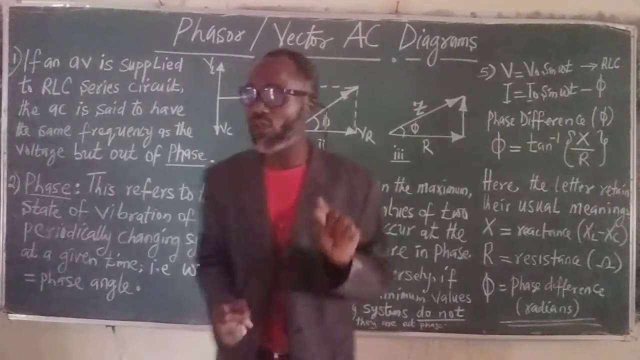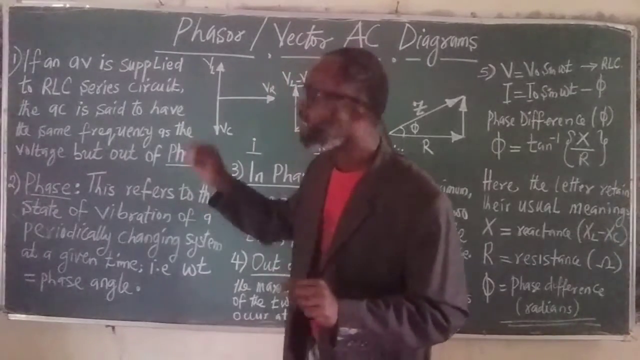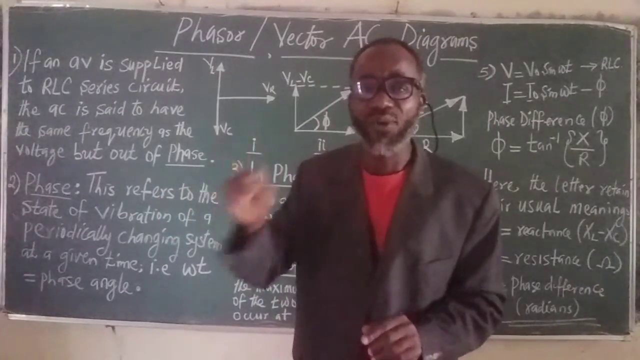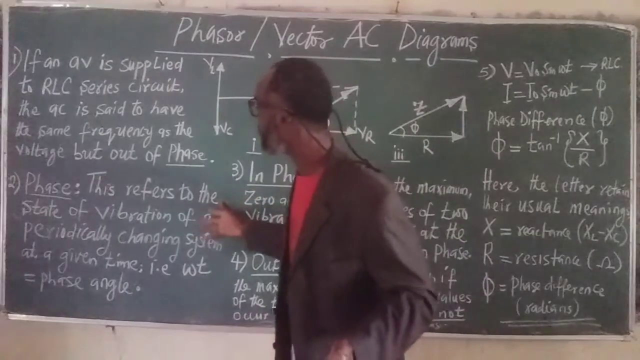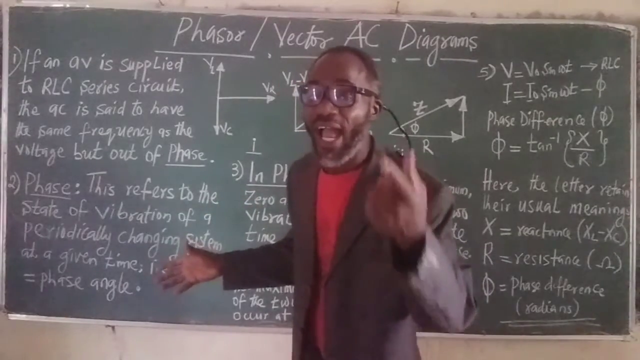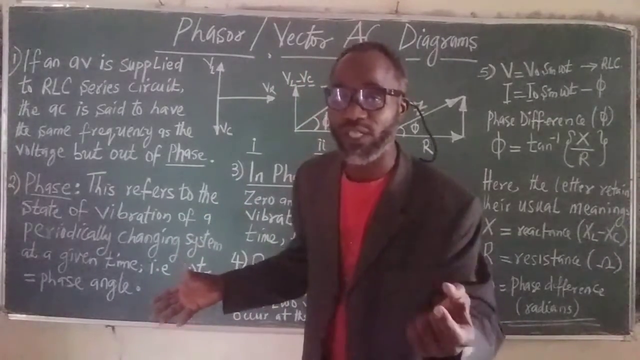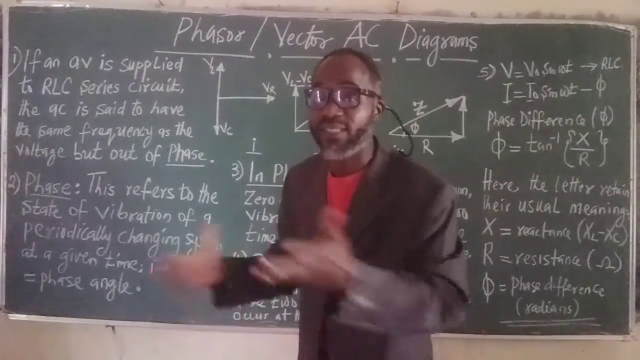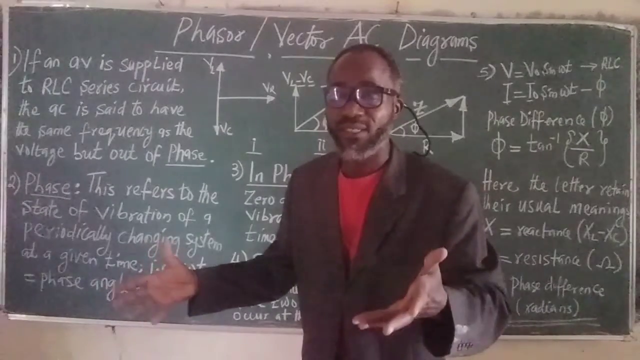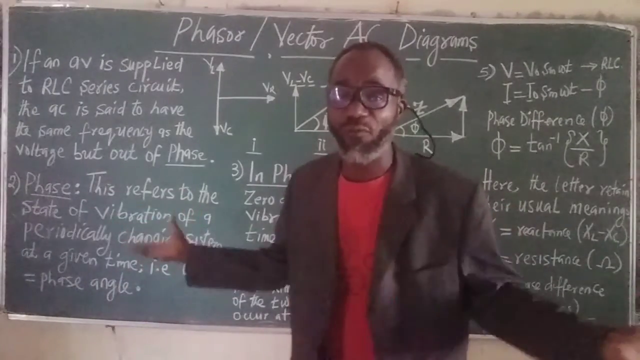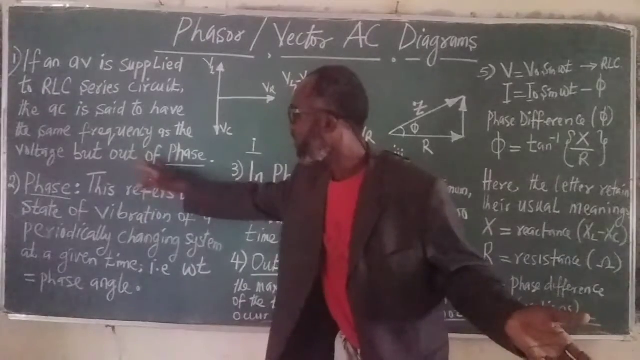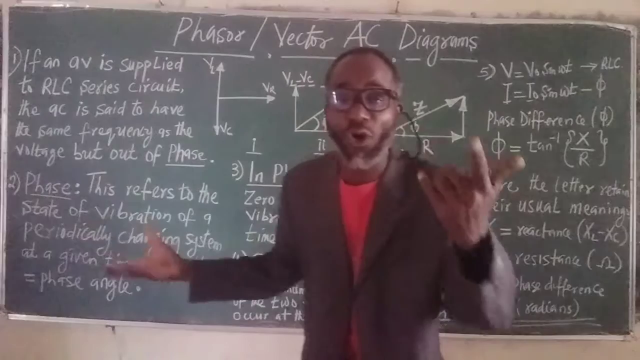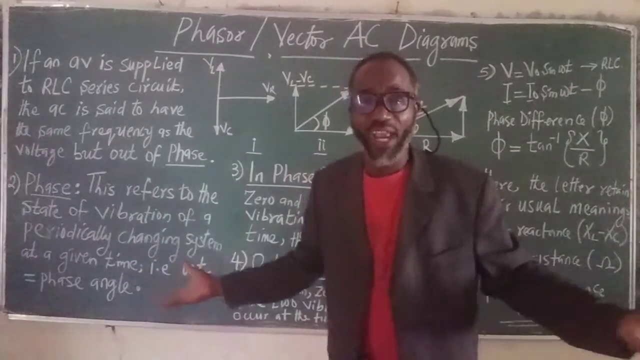So the first thing we need to understand is this: when an AC voltage is supplied to an RLC circuit, what happens? The current has the same frequency as the voltage. The frequency of the current and voltage is the same, but the two quantities are out of phase. That means the frequency is the same, but current and voltage are out of phase.